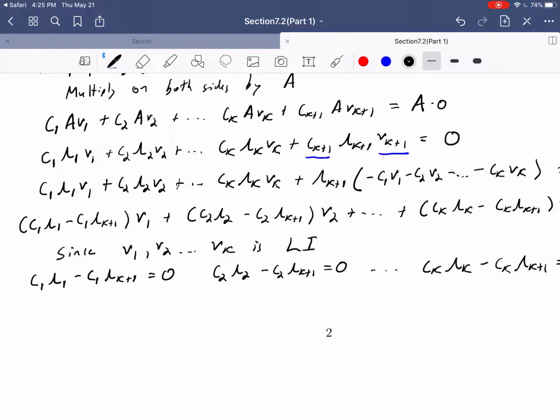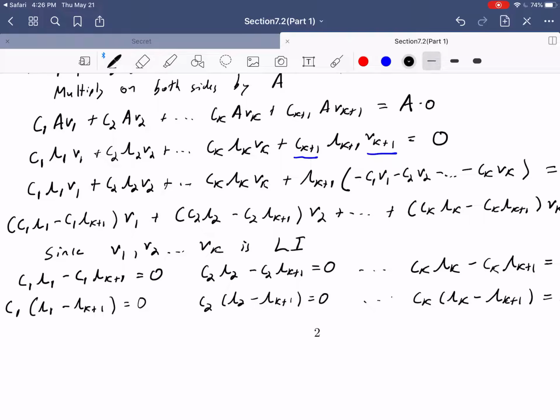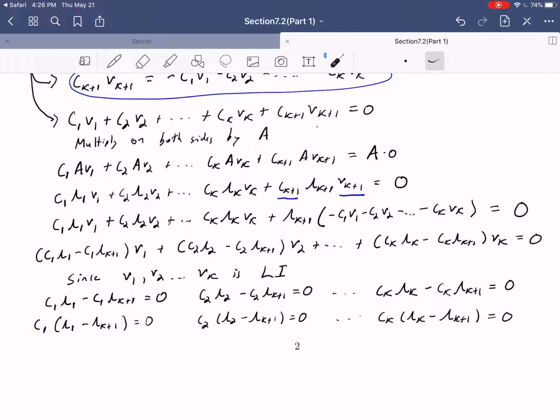But let's do a little clever factorization. c1 times (lambda 1 minus lambda k plus 1) equals 0. c2 times (lambda 2 minus lambda k plus 1) equals 0. All the way down, our last equation would be ck times (lambda k minus lambda k plus 1) equals 0. Now, what's interesting about this is that in each of these products, it's multiplying together to be 0, which means that either c1 or this difference has to be 0, c2 or this difference has to be 0, ck or this difference has to be 0.